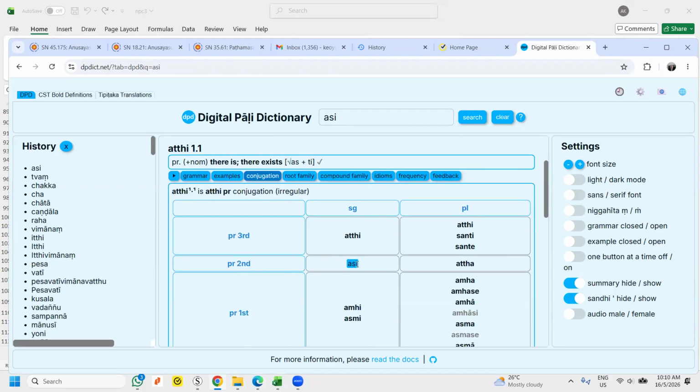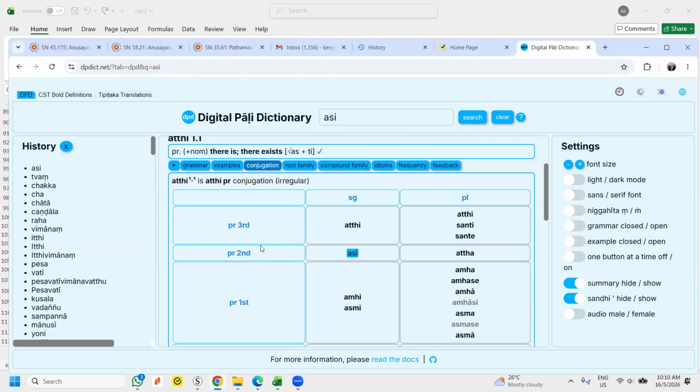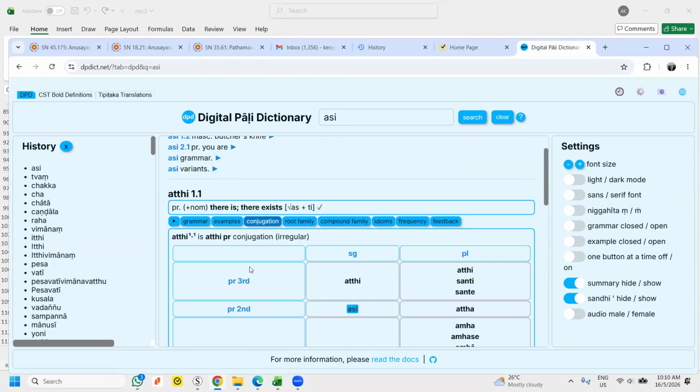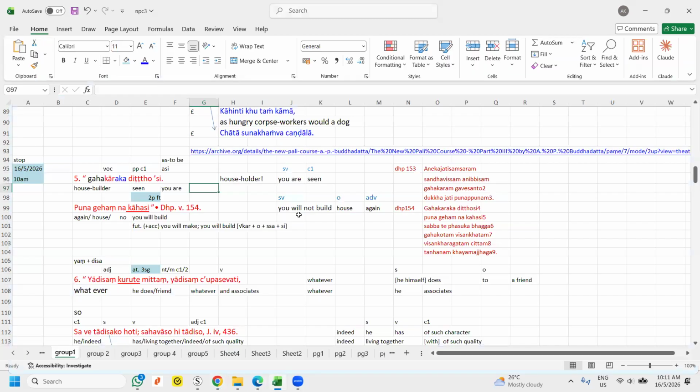Then this is the second person, Asi. Asi means you are; he is, they are, I am. This one is we, we are. So this is the present tense. You get it, present tense. The rest no need to see already. So in this case, householder, you are. This is the past participle, you are seen. Okay, this line is translated.